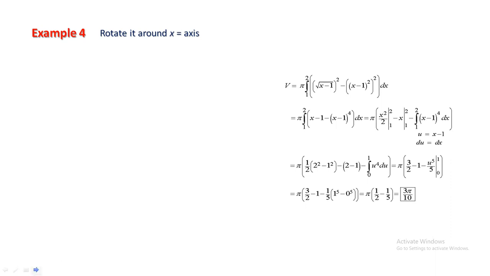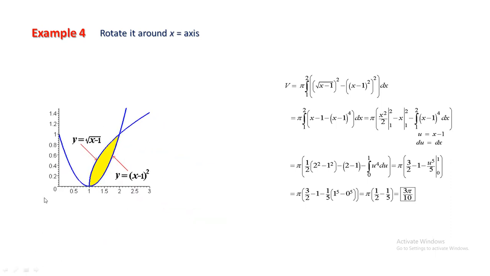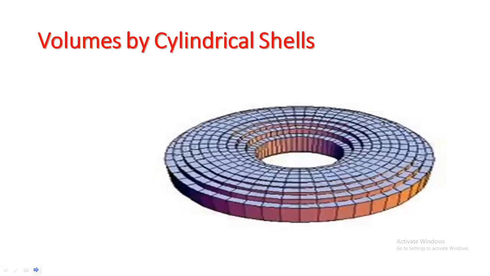Cylindrical shells. So we're done with disk. Now we go to volumes by cylindrical shell. What is common about the washer method and the cylindrical shell method is that your solid has a hollow part. So it's not really totally solid.